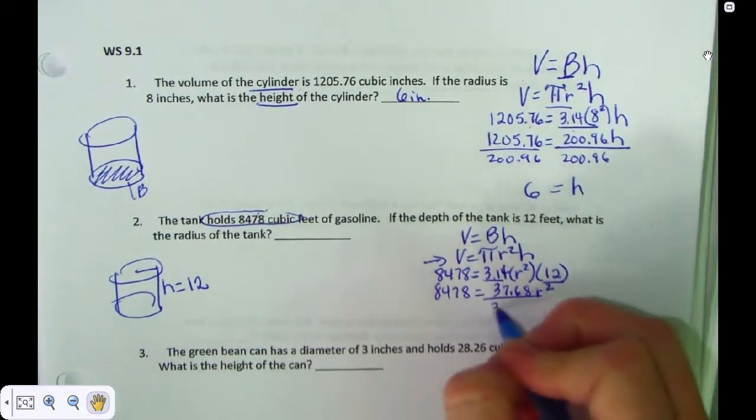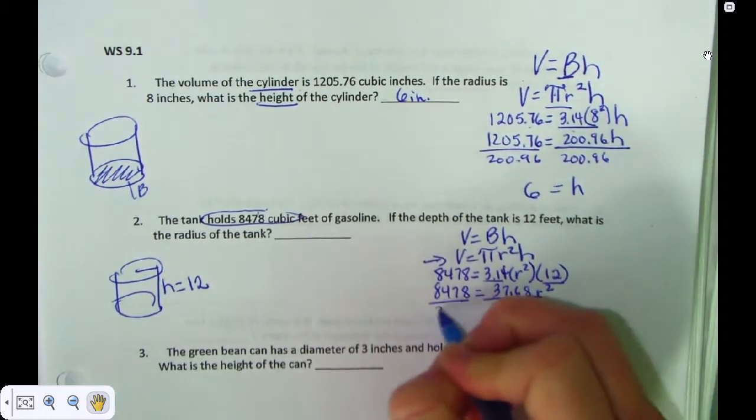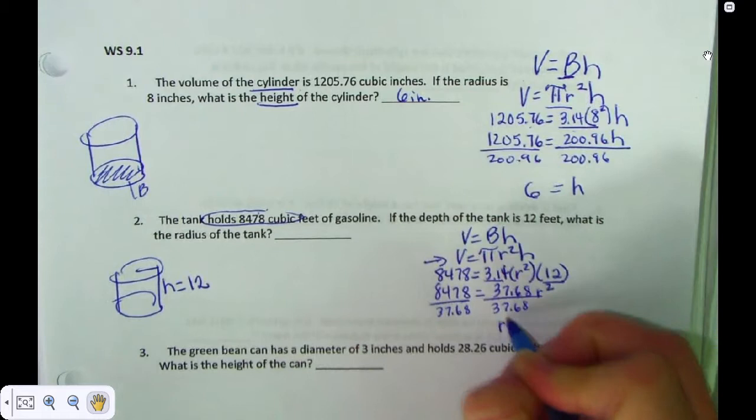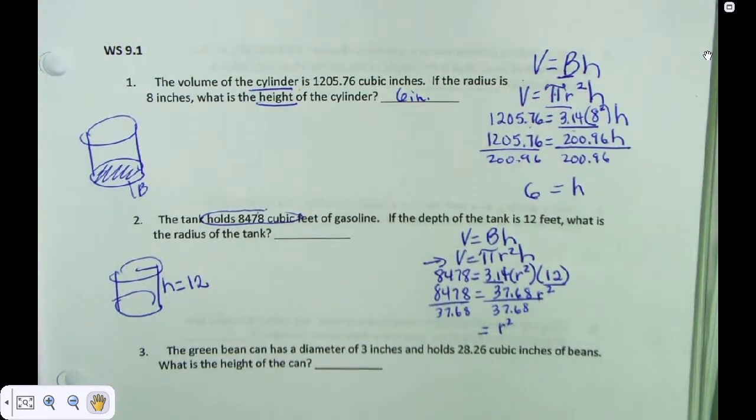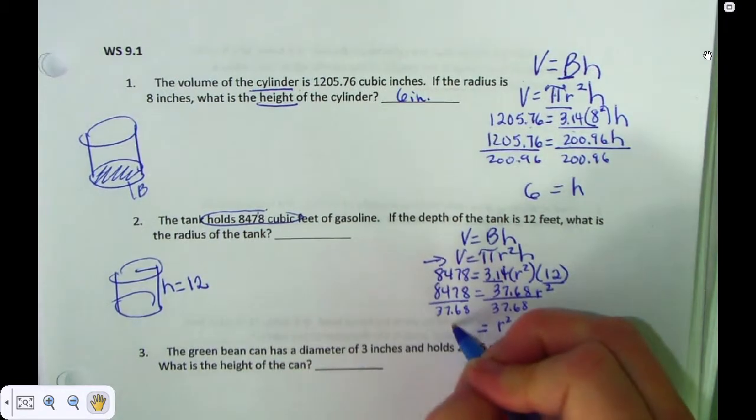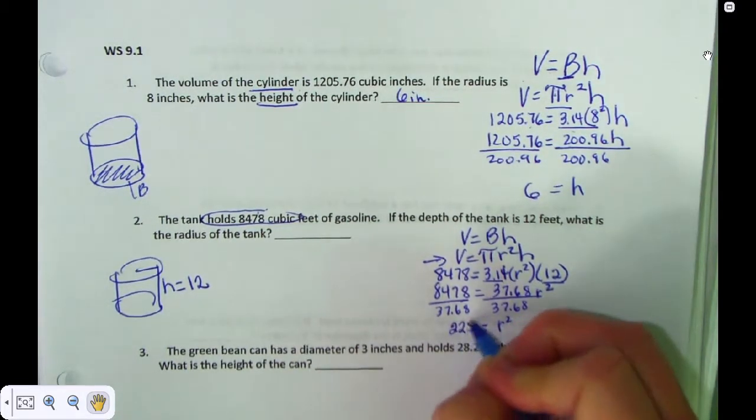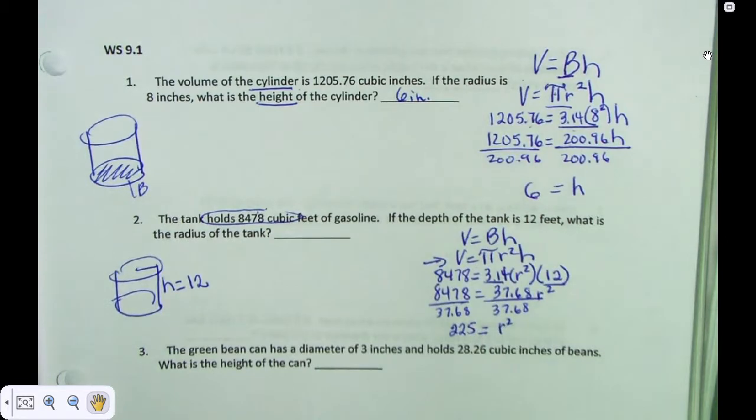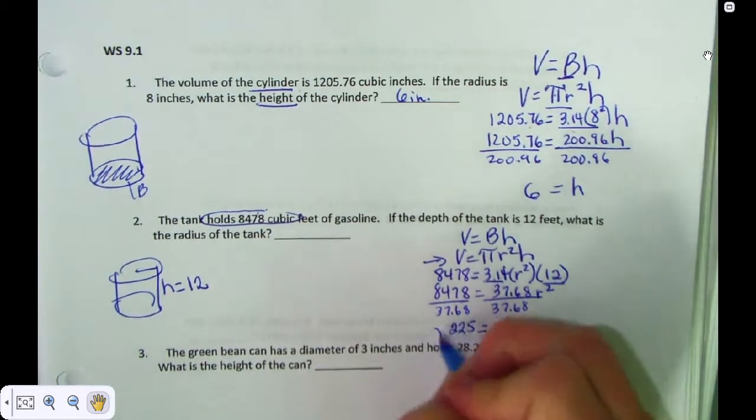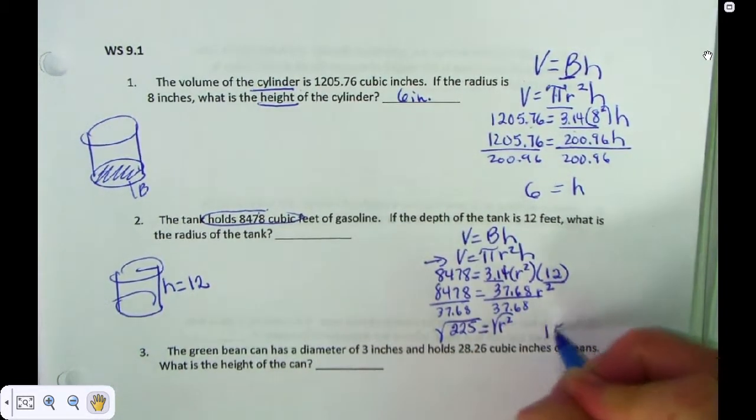And then I'm going to divide. So r squared equals 225. But I don't want r squared. I want r. So all I got to do is get the square root. 15.